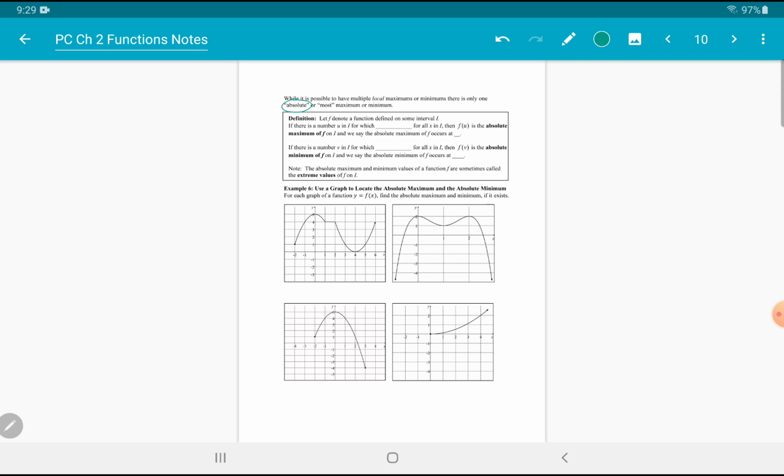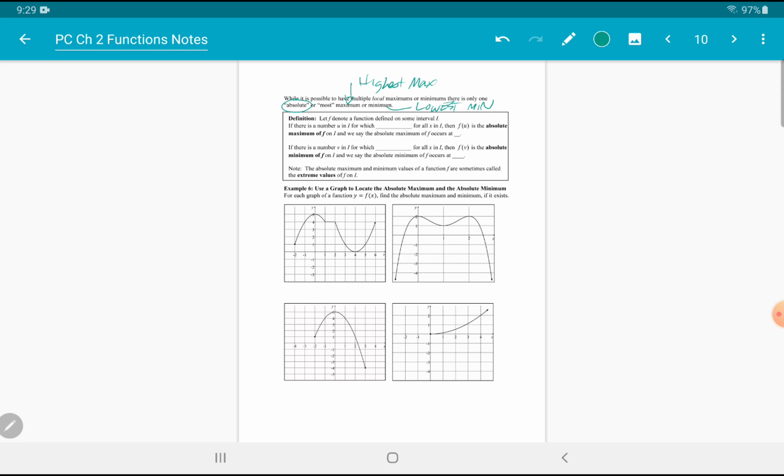Absolute means kind of like total, right? So we're looking for, in an entire graph, do you even have a highest point? This is like the maximum, the highest maximum, or the lowest minimum. So when we're looking for absolutes, we want to find the lowest point. So you can't have more than one lowest point. There can only be the lowest point.